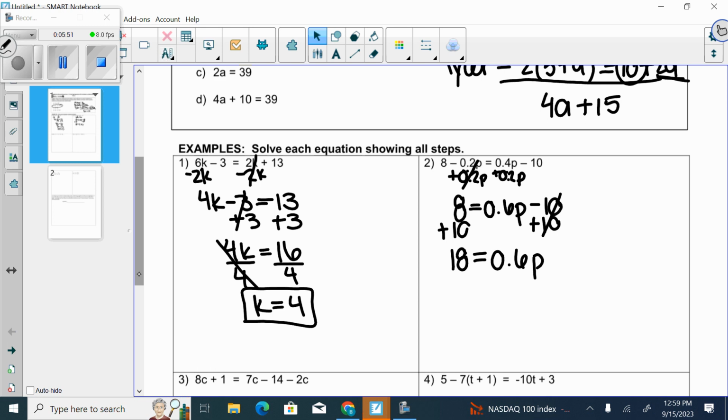All right. Then what should we do? Divide by 0.6. Nice.